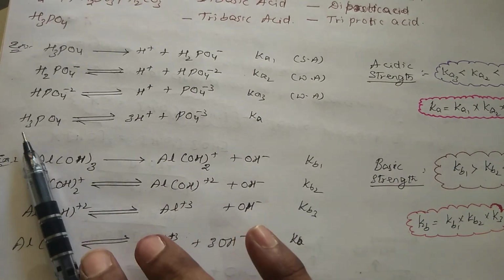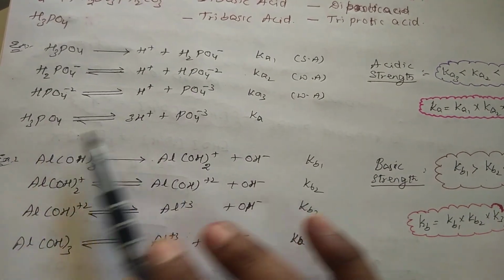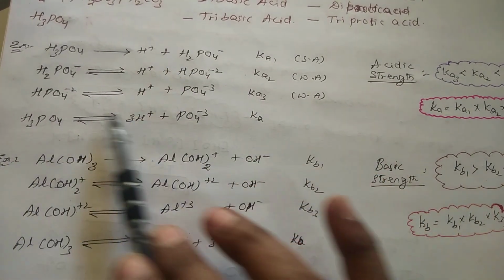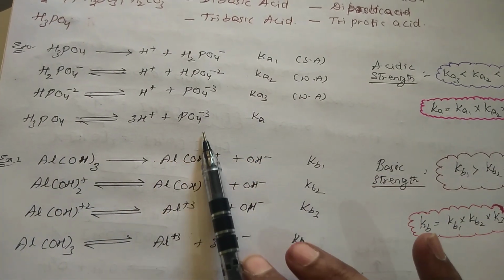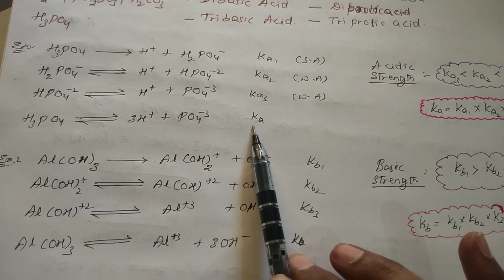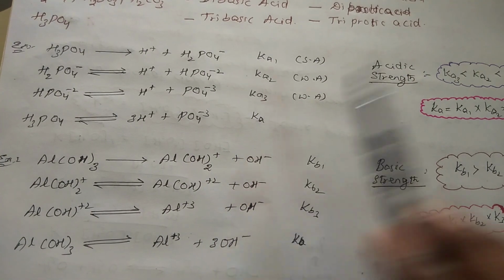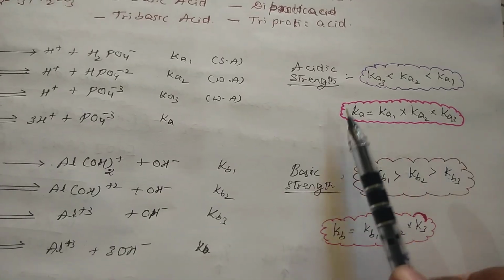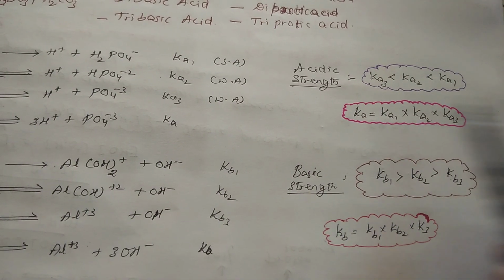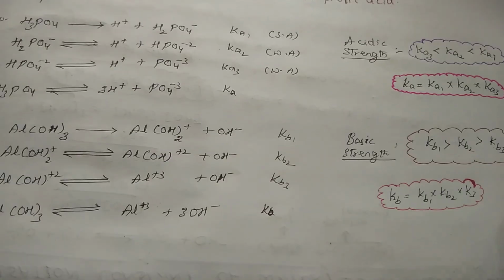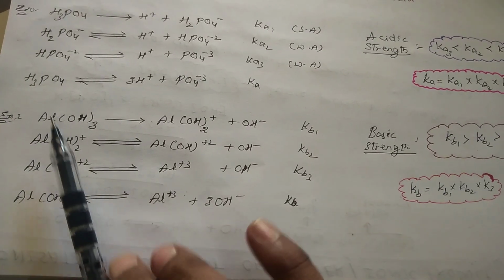If this is the final equation, H3PO4 directly giving 3H plus, and you sum up all these three equations Ka1, Ka2, Ka3, you will get 3H plus plus PO4 3 minus. So you will get the equilibrium constant Ka. Already we have done all these things. Ka will be equal to Ka1 into Ka2 into Ka3. All these types of examples you have done in chemical equilibrium. Right, let me take one with respect to base.